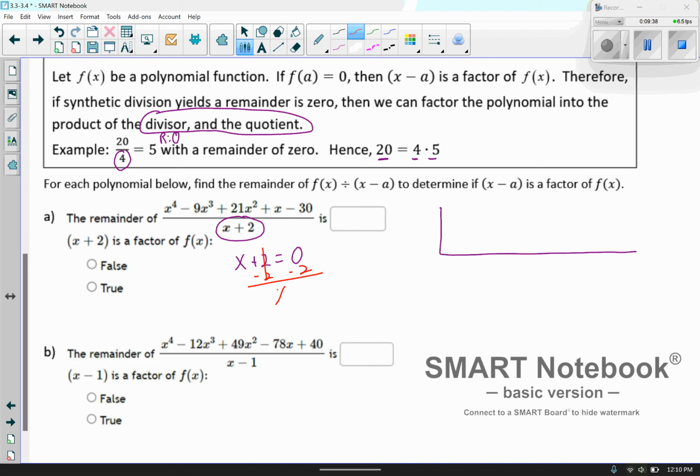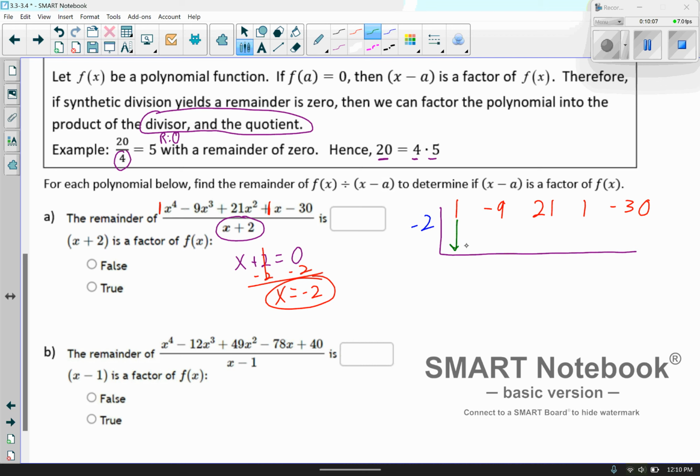And so we're going to get x equals -2. That's going to be that little magic number I'm going to work with in a moment. Now let's see, my coefficients are 1, -9, 21, another 1, and then -30. And I don't have anything missing, so that's good. So let's see, 1, -9, 21, 1, and negative 30. And then the number we're going to use is negative 2 right here.